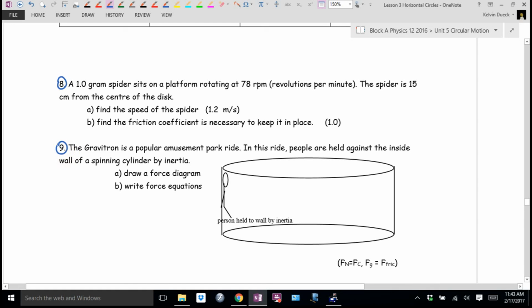I'm going to assign 9, the Gravitron, but I haven't yet drawn the free body diagram. That's where we just left off.